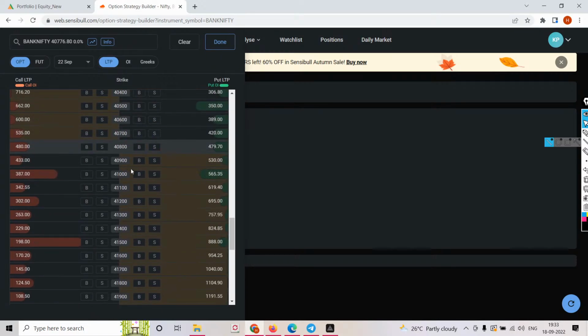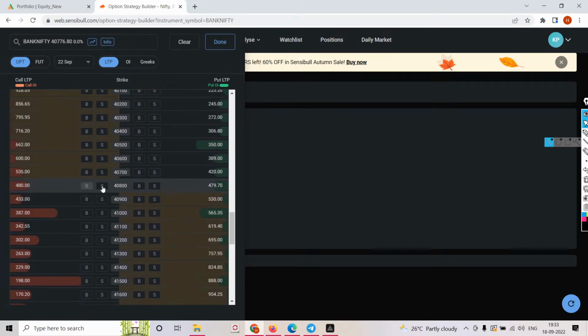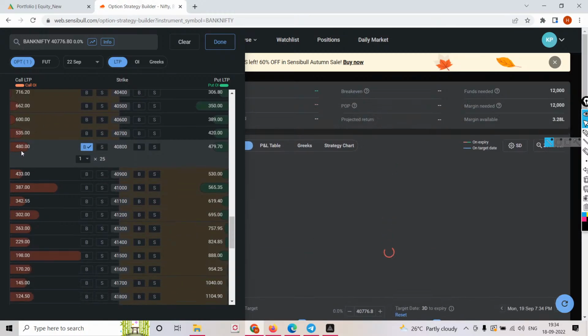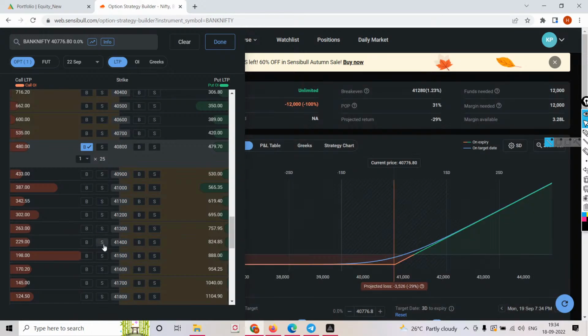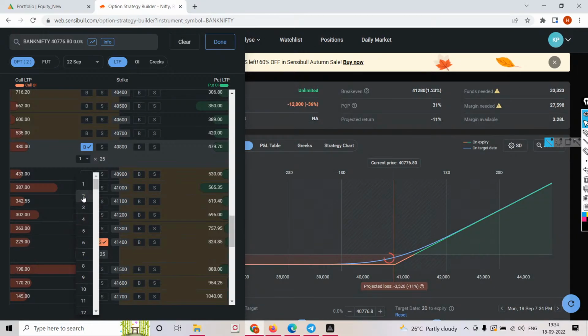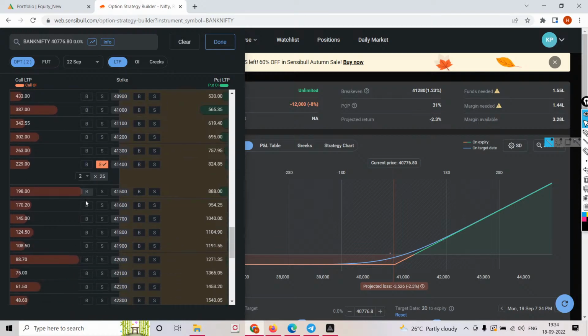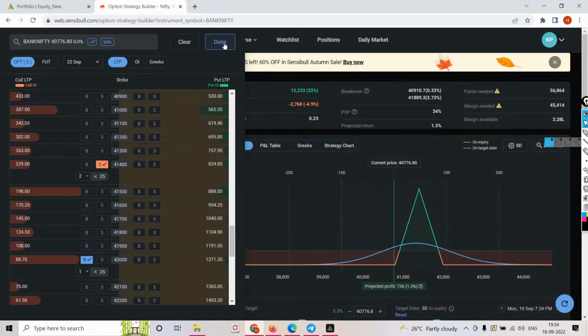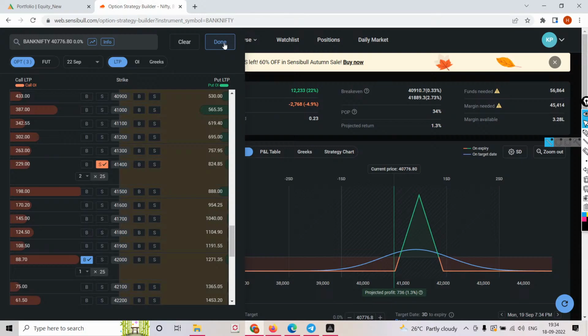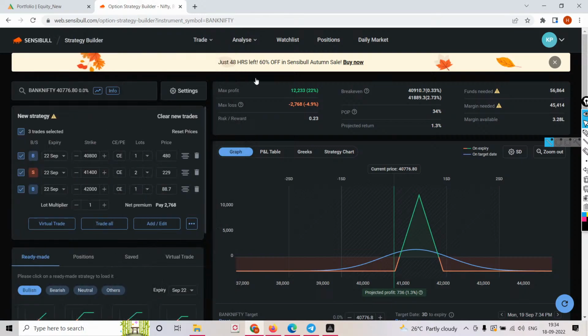Let's say you are bullish on the market. Okay, buy this. Alright, and 480, maybe 225, right? So maybe this one I'll sell two. And then what is the spread difference? 1, 2, 3, 4, 5. So maybe I'll go for 1, 2, 3, 4, 5, 6. So this will become your butterfly. Somehow Sensibull is acting up, so even this is wrong, friends, actually.